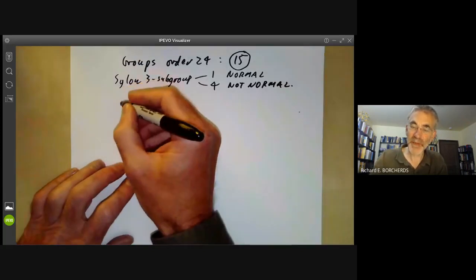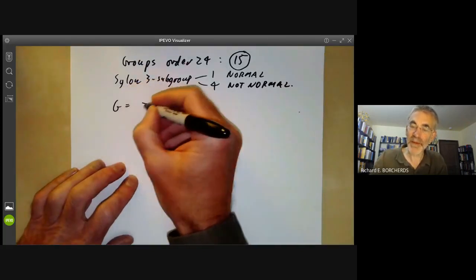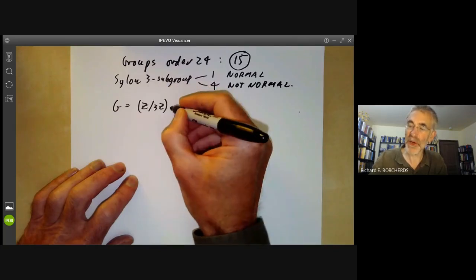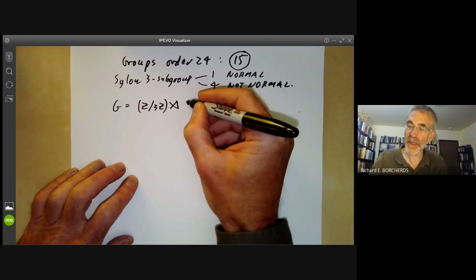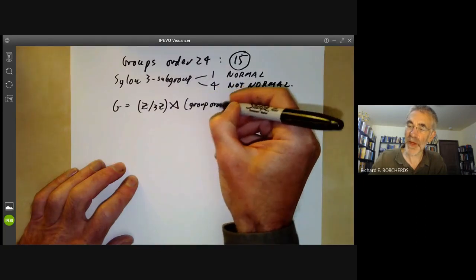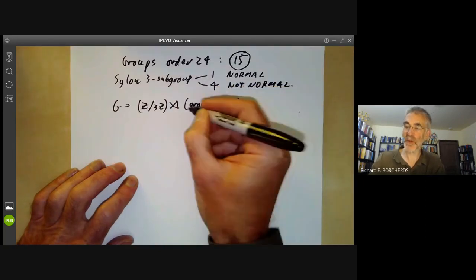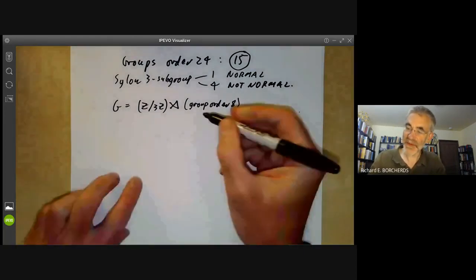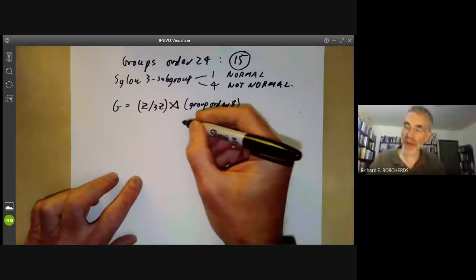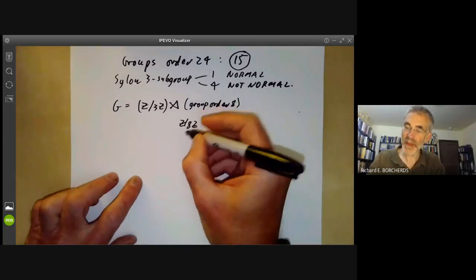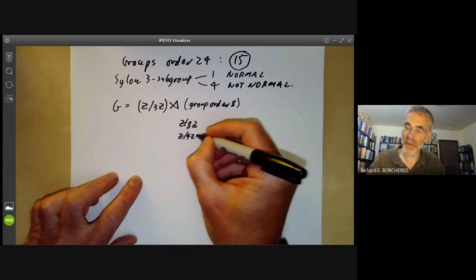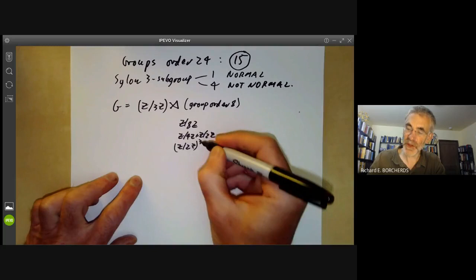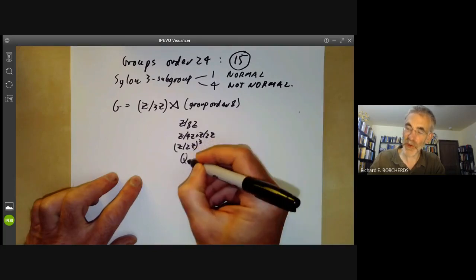So that means the group G would have the Sylow-3 subgroup as a normal subgroup and would be a direct product with a group of order 8, which would be the Sylow-2 subgroup. And there are five possibilities for this. So this group can be Z modulo 8Z, Z modulo 4Z times Z modulo 2Z, Z modulo 2Z cubed, it could be the quaternion group, or it could be the dihedral group.